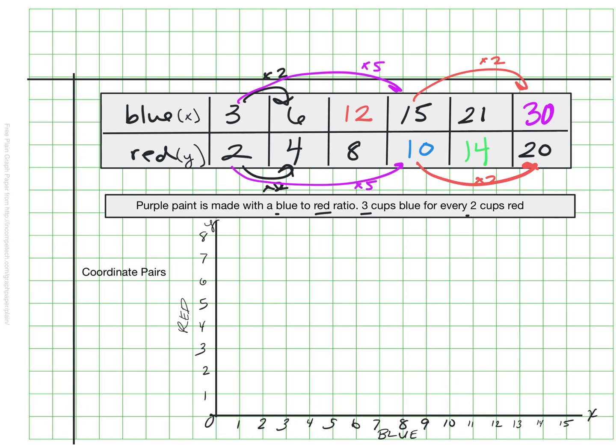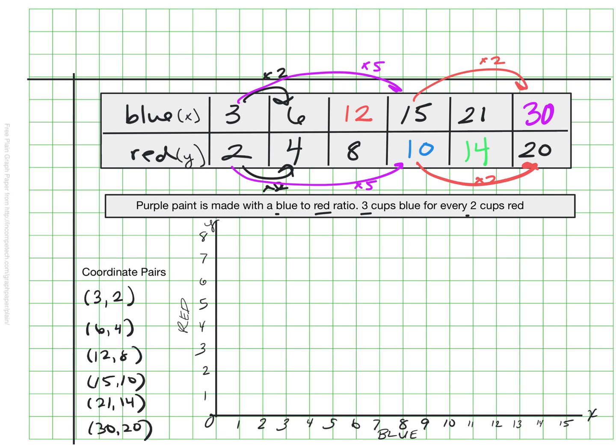And these ratio pairs end up becoming our coordinate pairs. So I'm going to graph 3, 2, because it's 3 blue and 2 red together. And I can graph 6, 4. I can graph 12, 8. I can graph 15, 10, 21 and 14, and 30 and 20. They become the pairs that I can then graph.